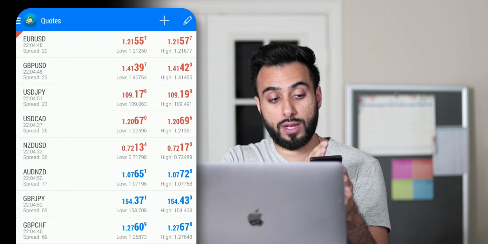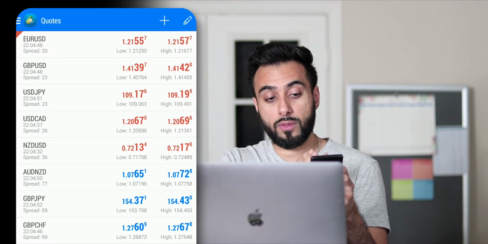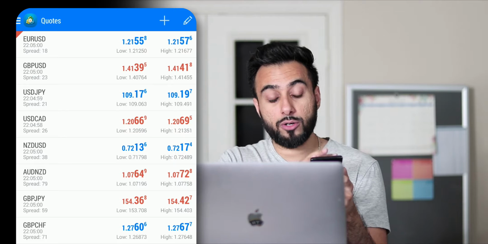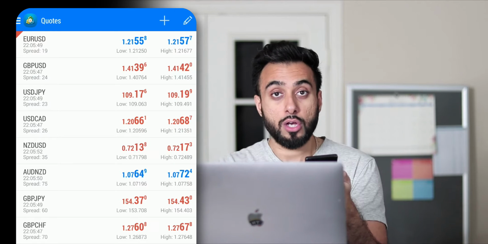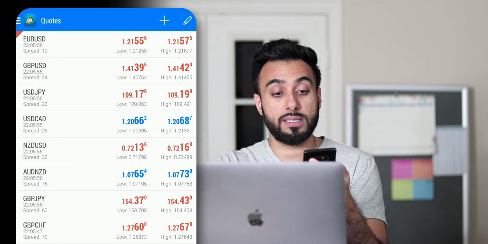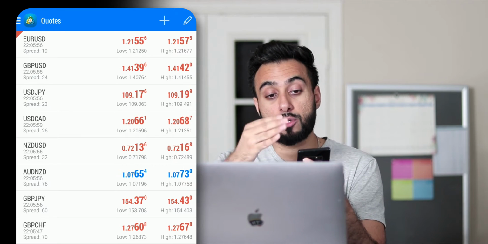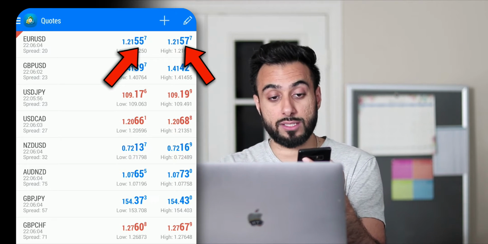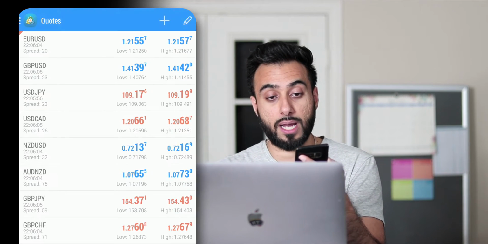The number on the left, looking at Euro USD, says 55. The number on the right says 57. The MetaTrader 4 app tells you what the spread is. The way that you're able to determine how wide the spread is, how big the spread is, you're able to essentially subtract the number on the left from the number on the right and see what the difference is. So let me take a screenshot so those numbers stop moving.